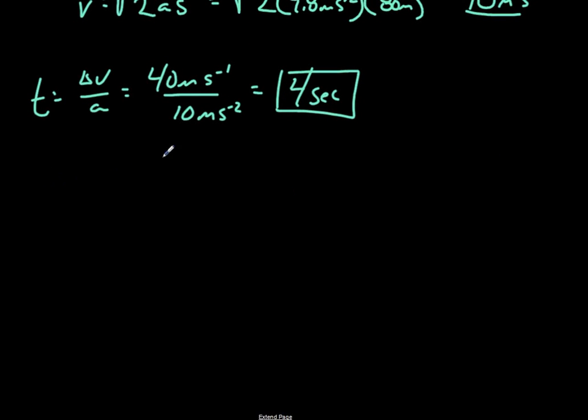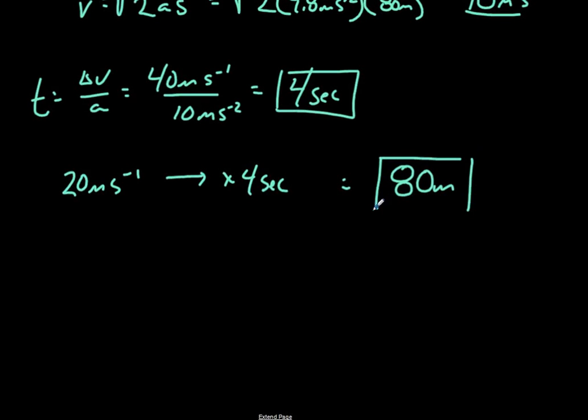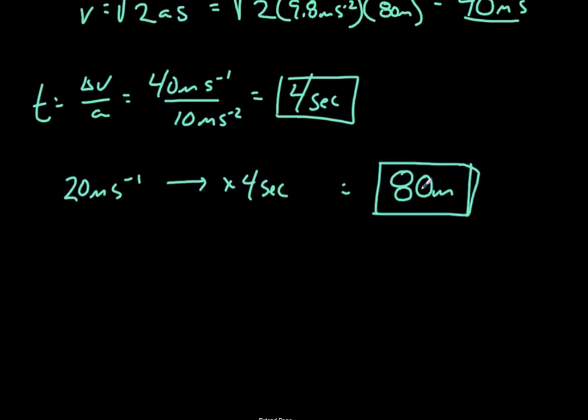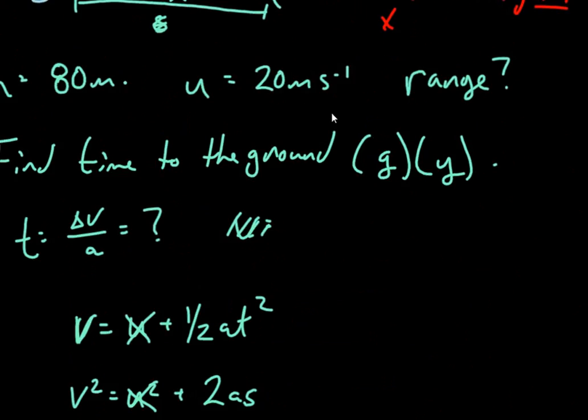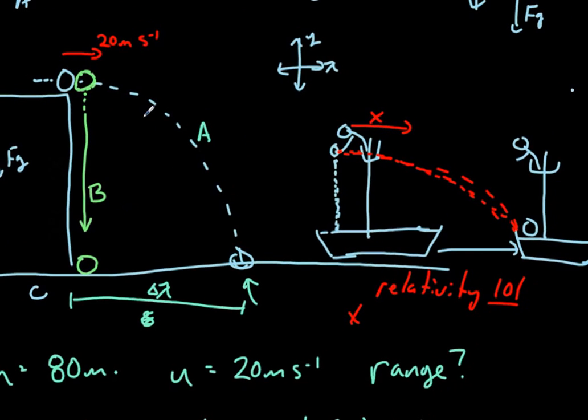Okay, and so what that means is it's traveling along at 20 meters per second for 4 seconds. And it should end up going 80 meters. Does that make sense? What we're saying is both these objects fall for 4 seconds. And this object travels along at 20 meters per second for that entire time. 20, 20, 20, 20. So it should end up going 80 meters through the air, right?